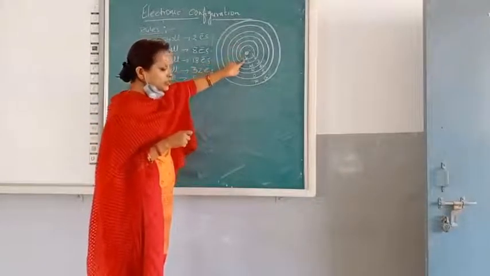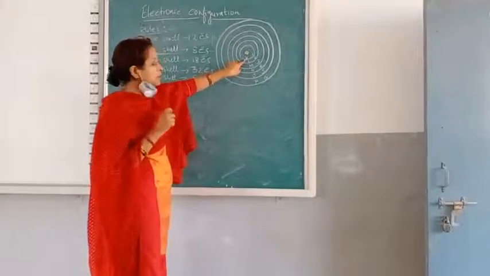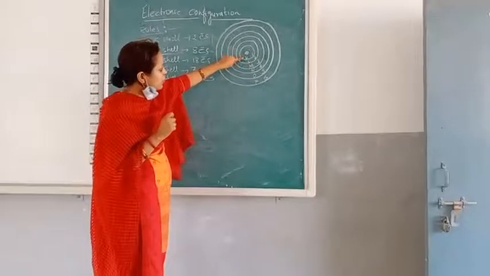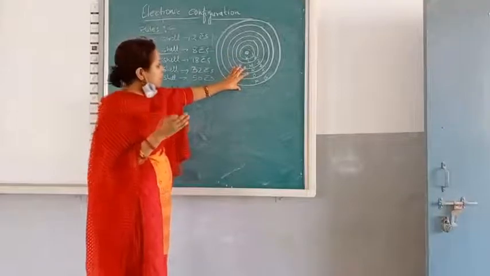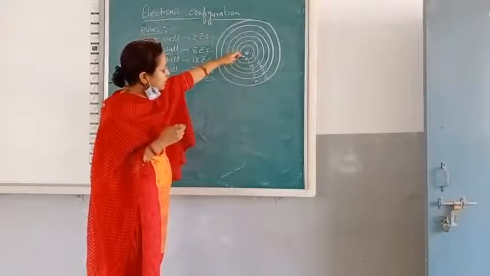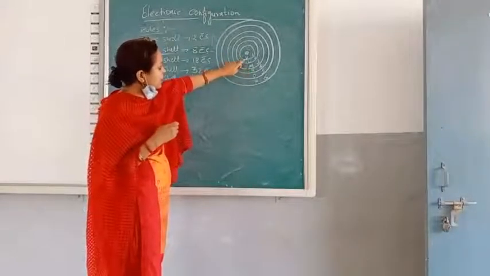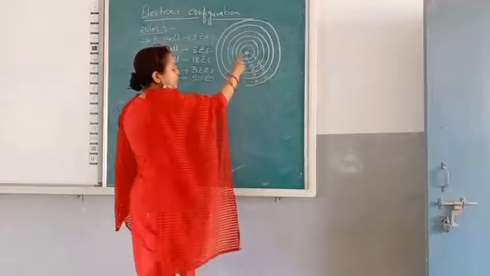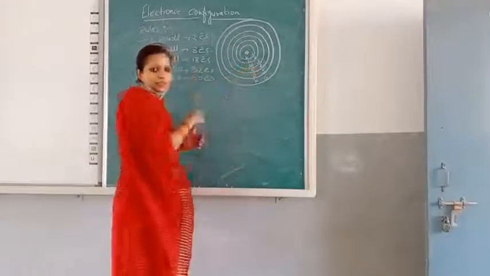The energy level or shell which is closest to the nucleus of an atom has the lowest energy level, that is the K shell, which has the least energy. As you go far from the nucleus, the energy of the energy level keeps on increasing. So K shell will have the least energy, then L shell will have higher energy than K shell, then M shell will have still higher energy than K and L shell, then N shell will have higher energy than K, L, M, like that. So as you go away from the nucleus, that is, as the shell number increases, the energy of the shell also increases. It is from 1, 2, 3, 4, 5, 6 like that.